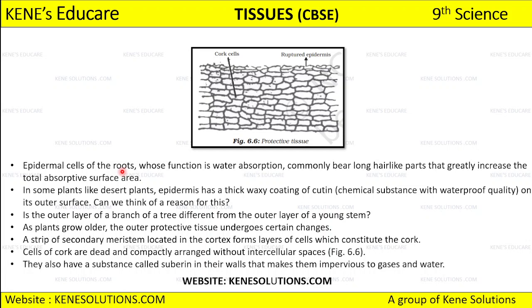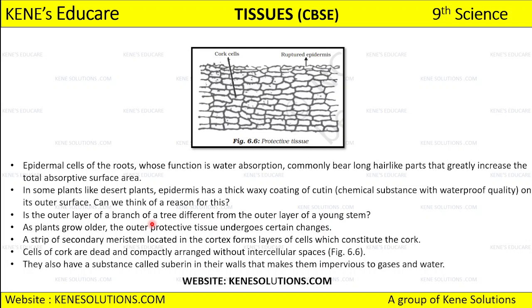Now cutin is a chemical substance which has a waterproof quality. What does cutin have? Cutin is a chemical substance with waterproof quality which is present on its outer surface. Now what do you think is the reason for this? Because it is a desert plant, and desert plants should have waterproof quality, right? So that is the reason this cutin is present there. And is the outer layer of the branch of a tree different from the outer layer of the young stem? What do you think about this?